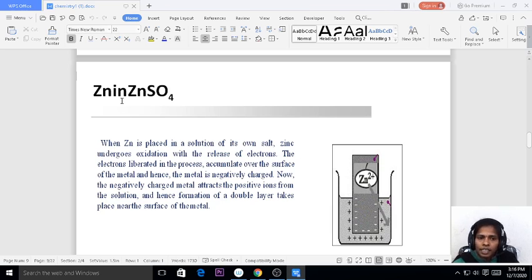So in ZnSO4 solution, zinc undergoes oxidation and releases the potential value. That potential value is called oxidation potential.